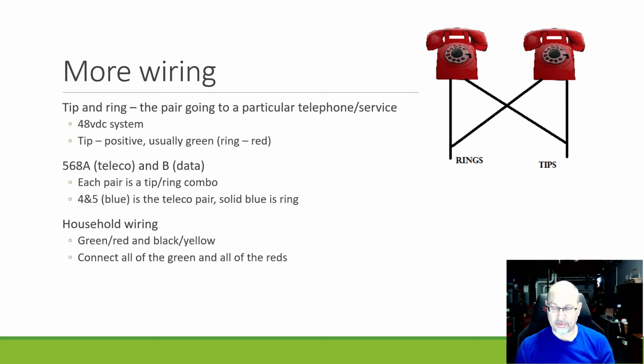That's because 4 and 5 are the blue pair. The blue pair is for telco. That's tip and ring. So when you're running patch cords like this over a data network infrastructure, pins 4 and 5 are actually going to be your tip and ring for your phones. Okay, so that's sort of how they go together.